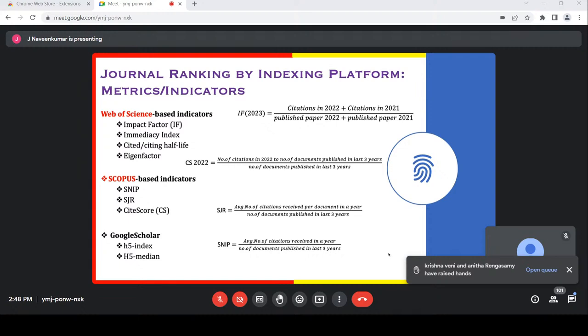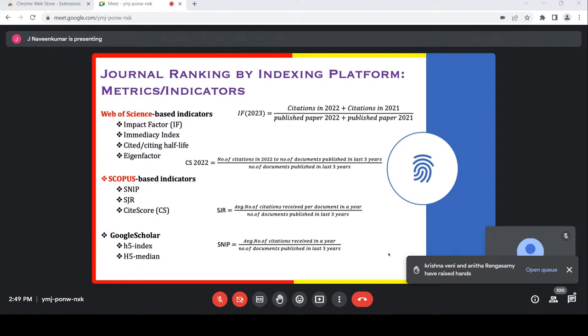So similarly, we have source normalized impact per paper, that is SNIP, and then we have the SJR, that is SCImago Journal Rank, right? So these are some of the indicators which basically help us to understand how valuable a journal is, and based upon those values, how the journals can be ranked. So I'll try to show you quickly how the journals are ranked. We'll not go through all the indicators, but I'll just go with one website, SCImago, whereby I'll be able to find the basic metrics for a given journal, and we'll try to understand at what position that journal is ranked. So that we'll try to find.